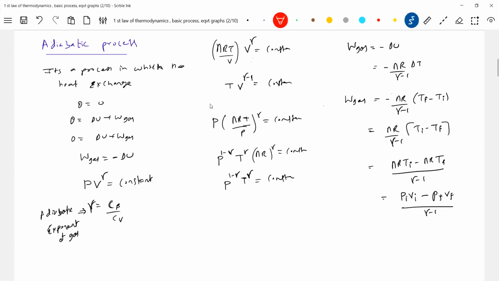So there's a work done by the gas in an adiabatic process. Okay, this will be a very easy formula to remember for you. Okay, this will be PfVf. Fine. Okay, this is about the work done.